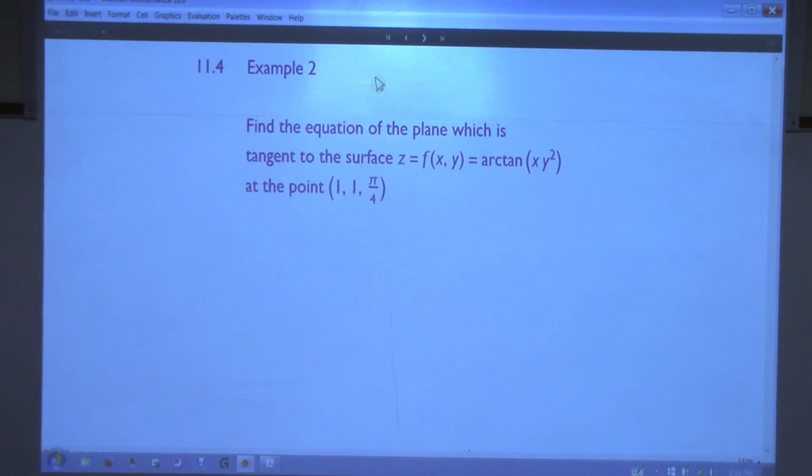Chain rule. Did you say chain rule? Chain rule, I did. Yeah, I'll be right there. Hold on.